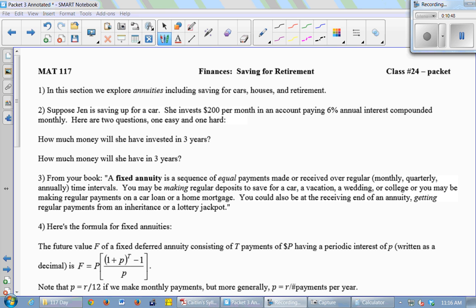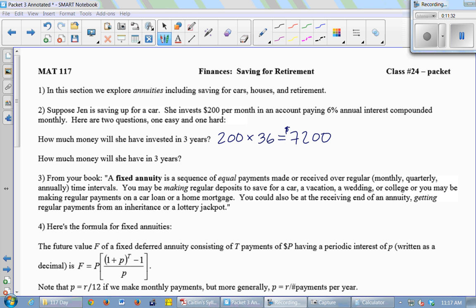So here are two questions. One's easy and one's hard. How much money will she have invested in 3 years? How much total money will she have set aside? $7,200. $200 a month, right? Times how many months? 36, yeah, because there's 36 months in 3 years, right? So $200 a month for 36 months is $7,200. So that's the amount she will have set aside, right?